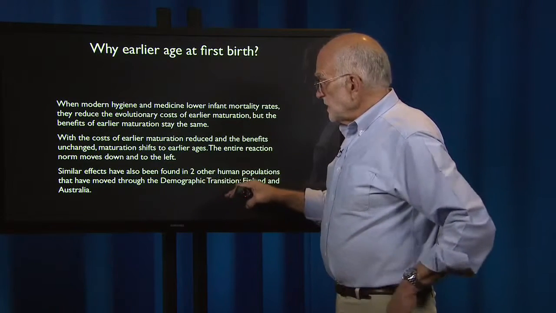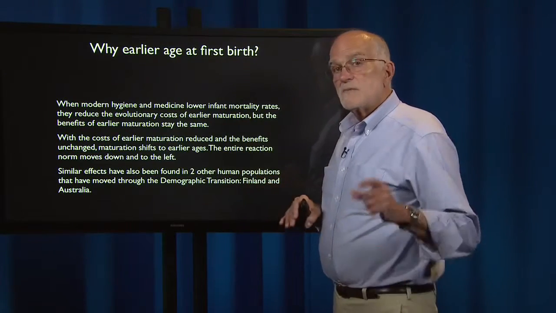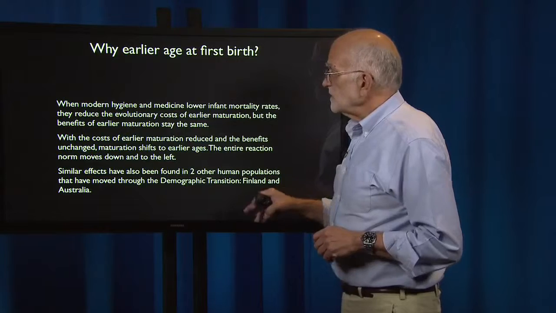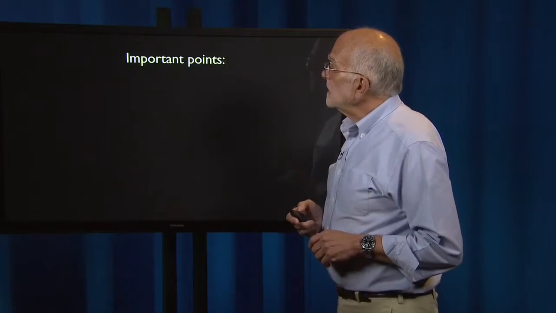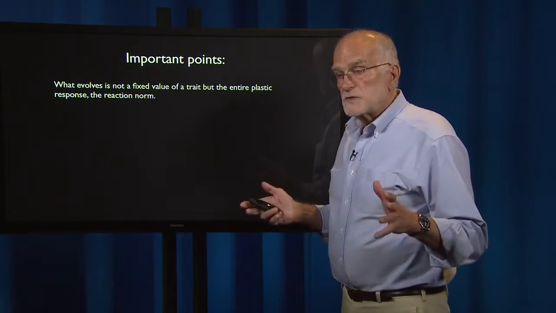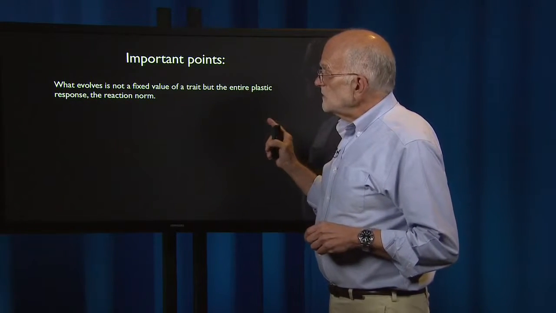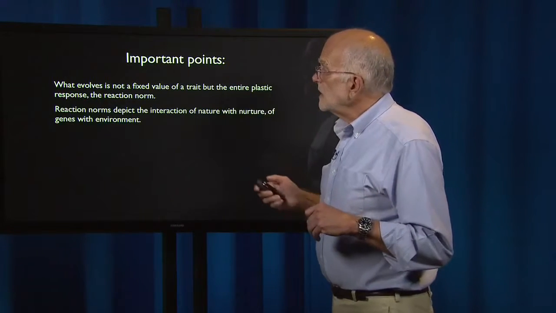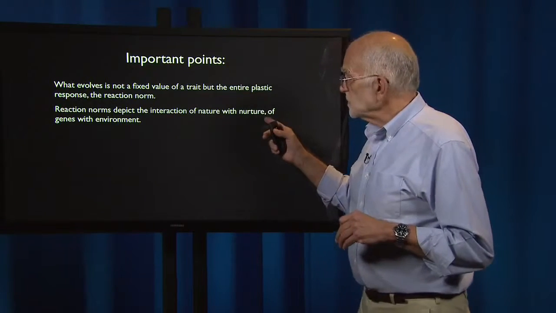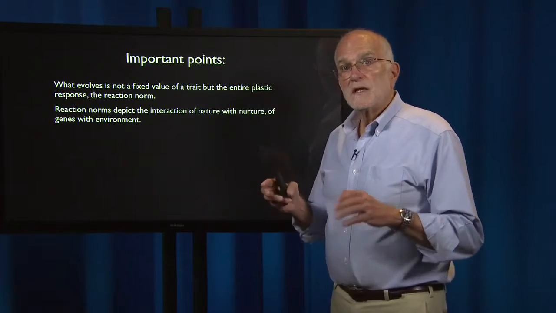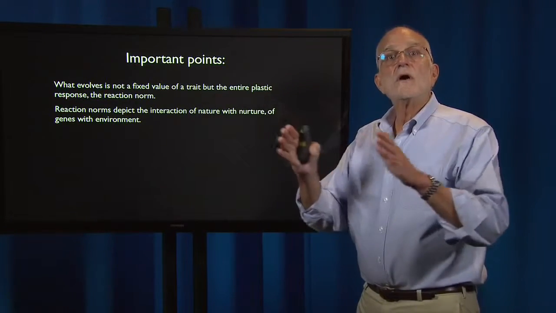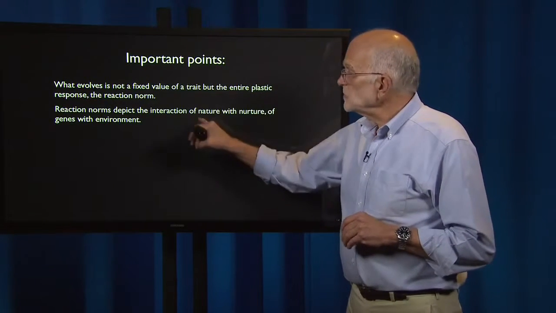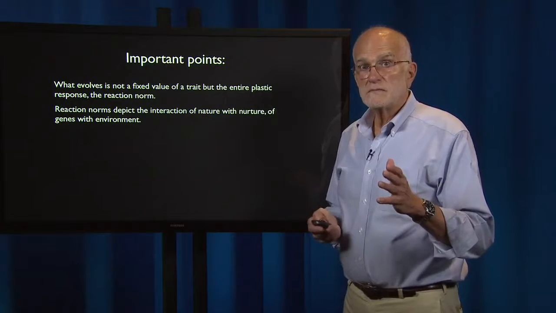Similar effects have also been found in other human populations, in particular those that, like the US population, have already moved through the demographic transition, Finland and Australia. So the important points from this lecture are that what evolves is not a fixed value of a trait, but the entire plastic response, the reaction norm. Reaction norms depict the interaction of nature with nurture, of genes with environment, and they are very useful for making the point that all aspects of the phenotype result from gene-environment interactions. The nature-nurture debate is a false debate. Both things are important.